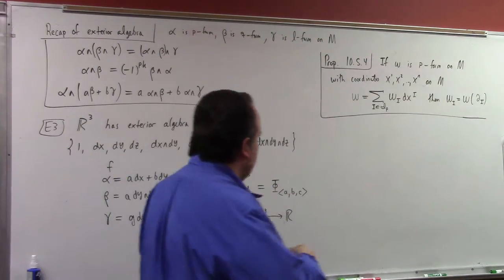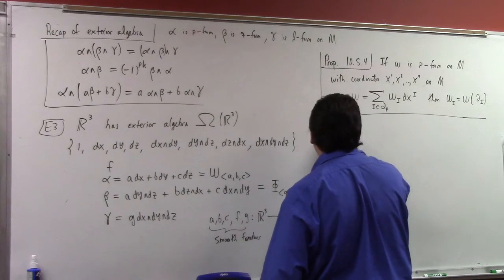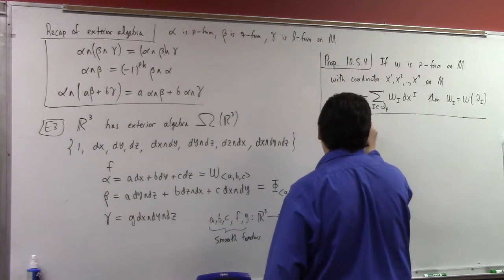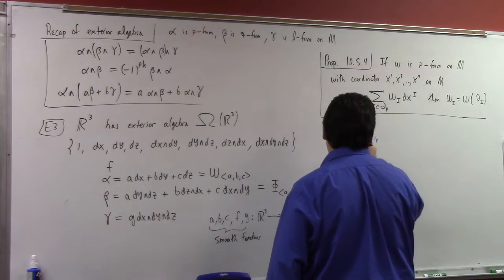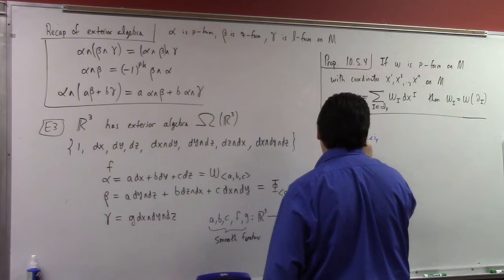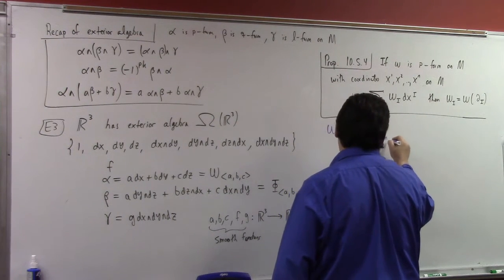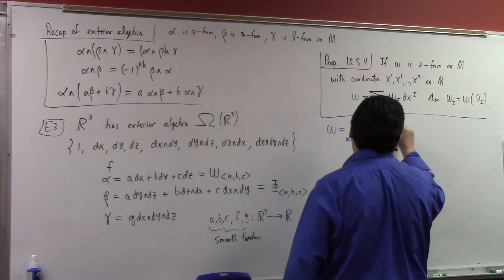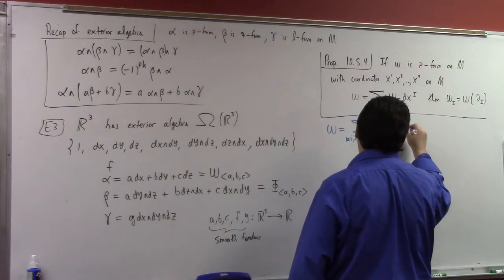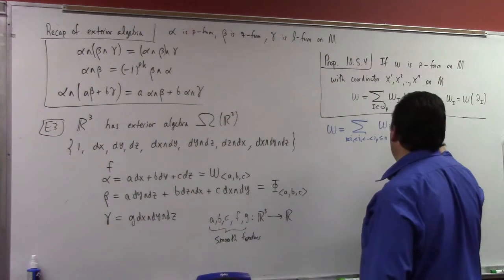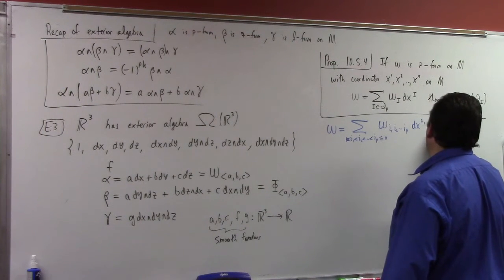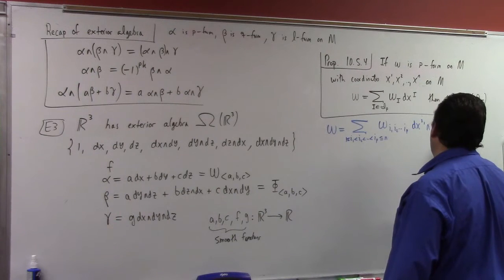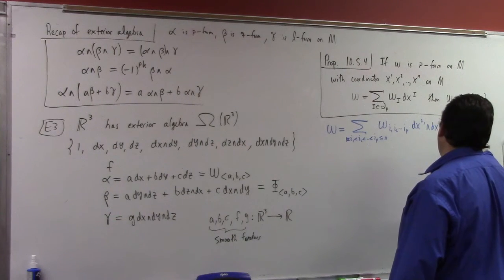So specifically, to be a p-form means that we have omega is something like the sum over I1 less than I2 less than ... less than IP, ranging from 1 to n, right? And then you got your omega I1, I2, ..., IP, dx I1 wedge dx I2 wedge ... wedge dx IP.